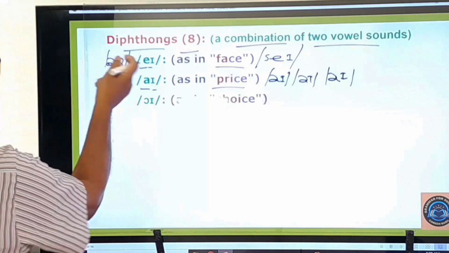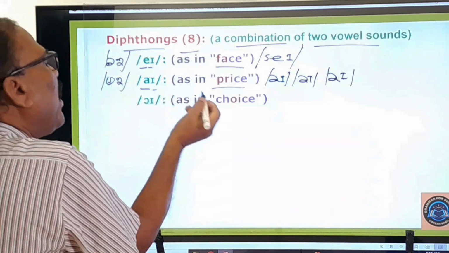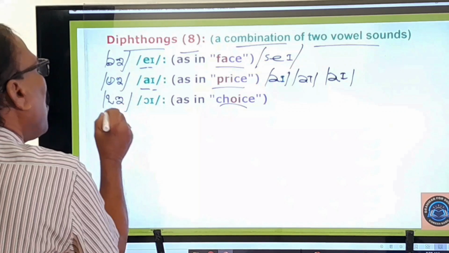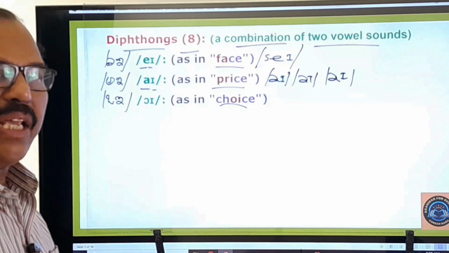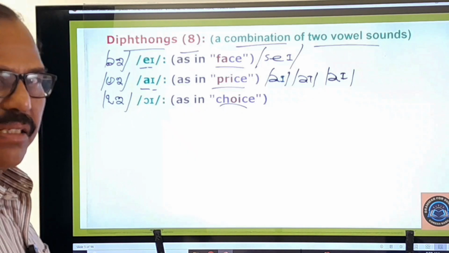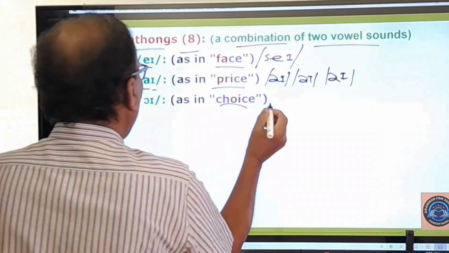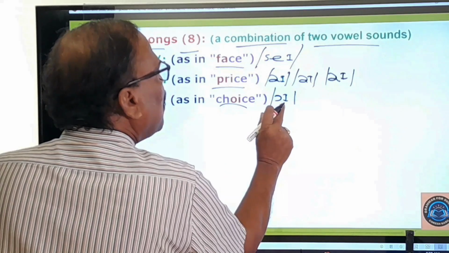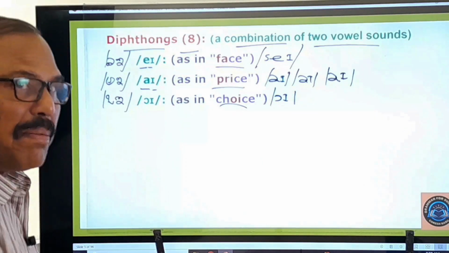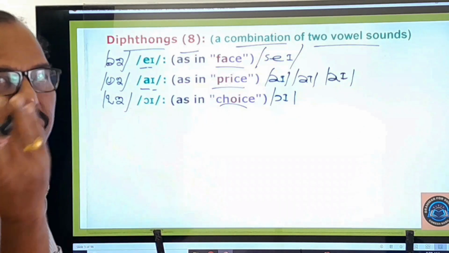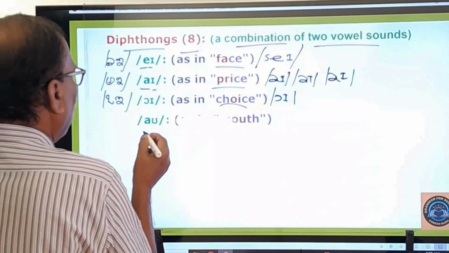Right. This is O-E, O plus E, as in choice, noise. So here you are saying reverse C plus I. These are the phonetic symbols. You must learn them as they are. Okay, you cannot change them, right? And you go to the next one.